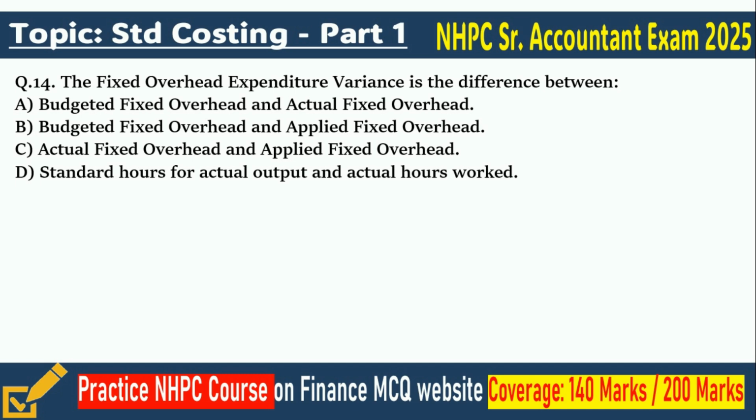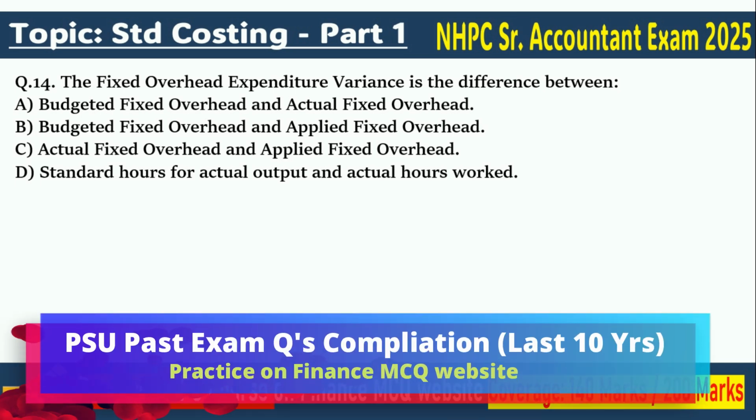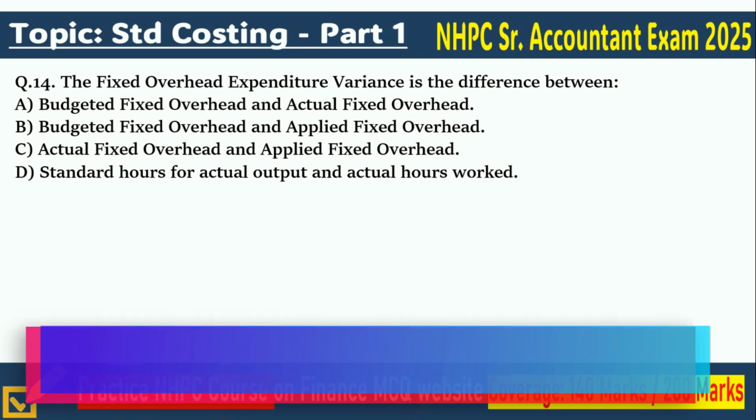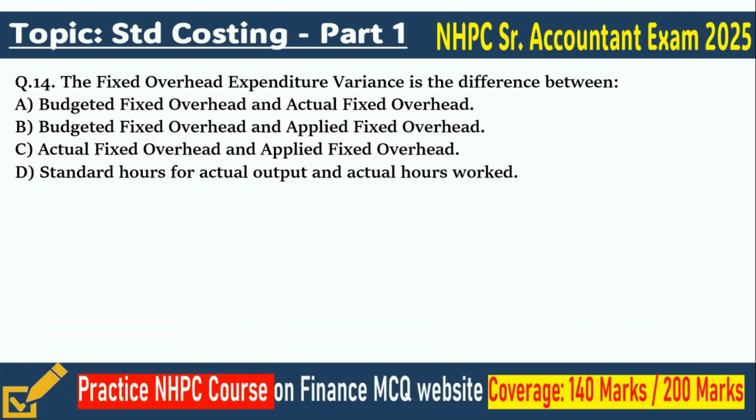The fixed overhead expenditure variance is the difference between option A, budgeted fixed overhead and actual fixed overhead, option B, budgeted fixed overhead and applied fixed overhead, option C, actual fixed overhead and applied fixed overhead, option D, standard hours for actual output and actual hours worked. So, friends, what is the correct answer here?